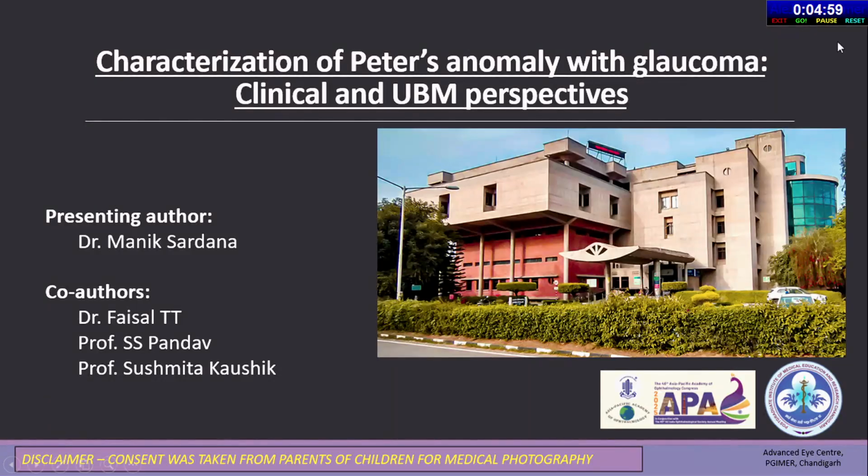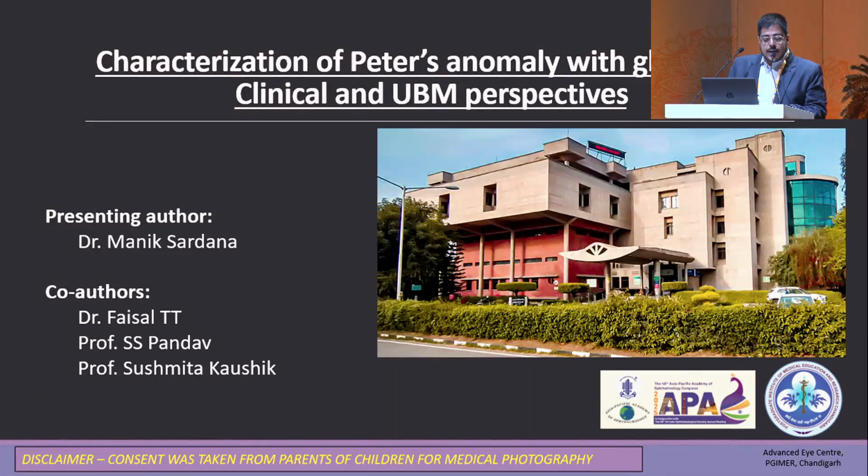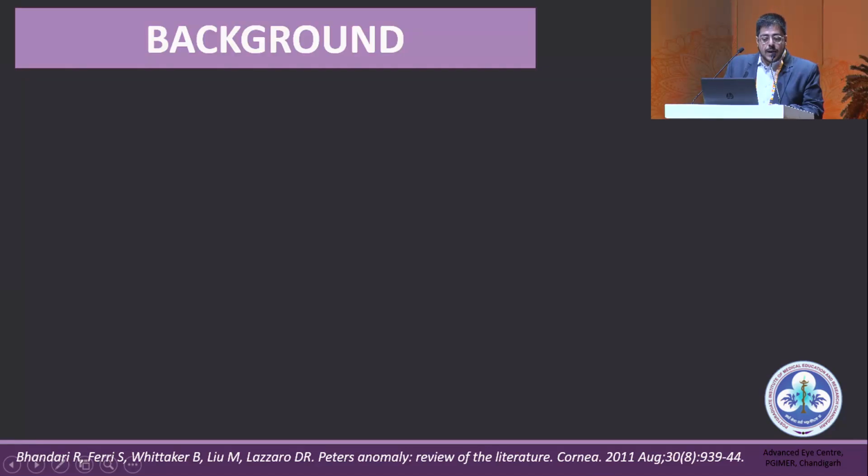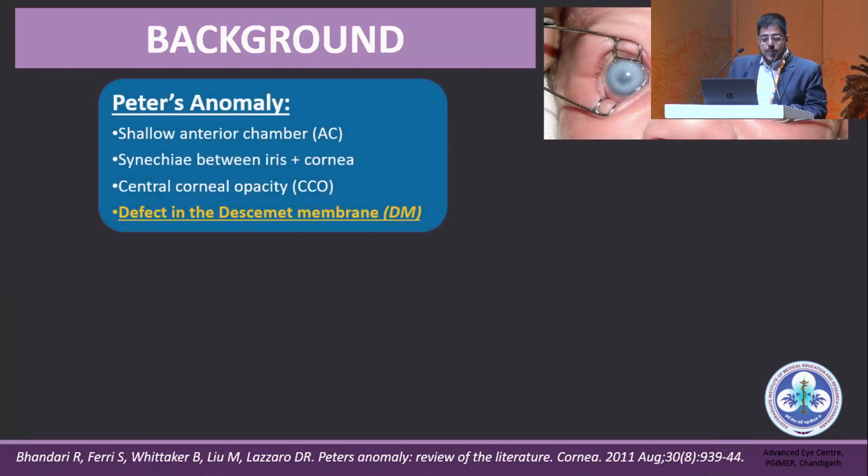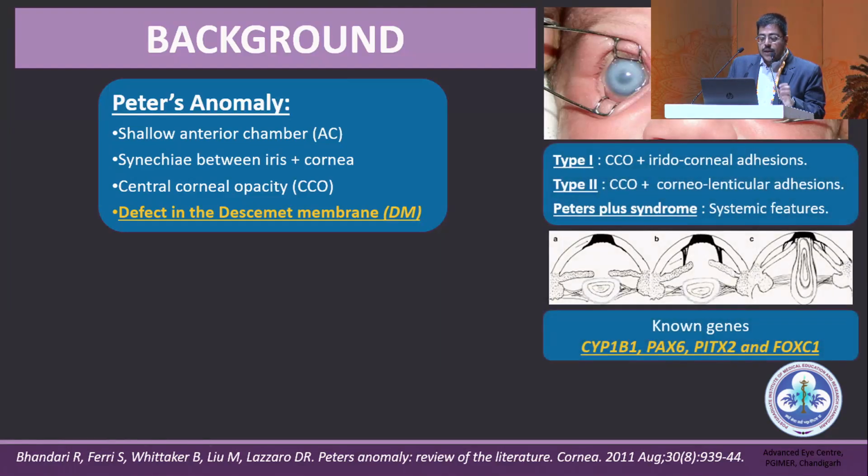The title of my study is Characterization of Peters Anomaly with Glaucoma, Clinical and UBM Perspectives. Coming to the background, as we all know, Peters anomaly is characterized by a shallow anterior chamber, synechia between iris and cornea, a central corneal opacity, and defect in the Descemet membrane. It has been classically subdivided into type 1, type 2, and Peters plus, and these are the known genes that we know of as of yet.